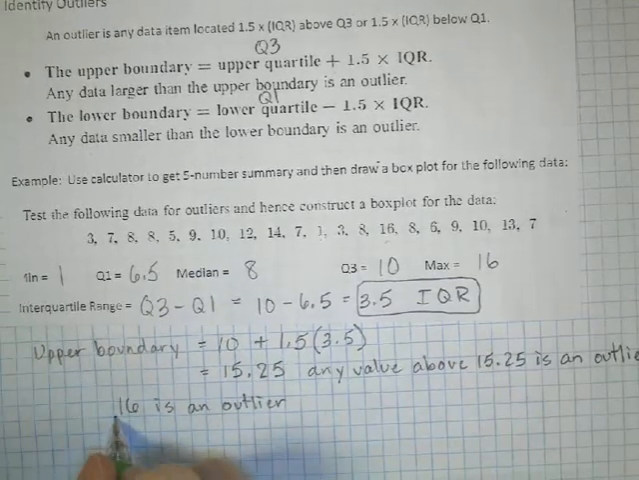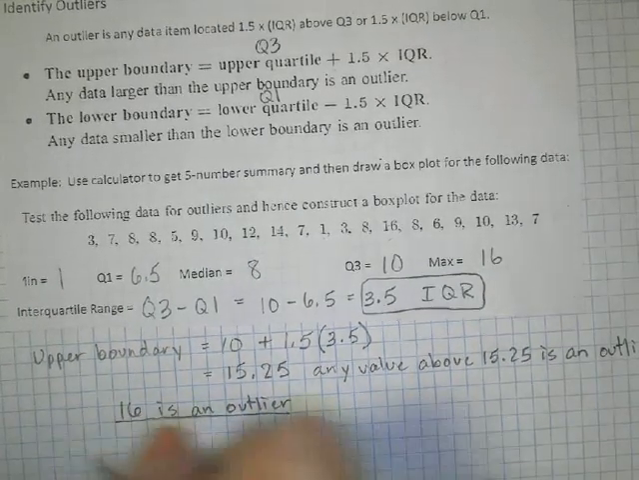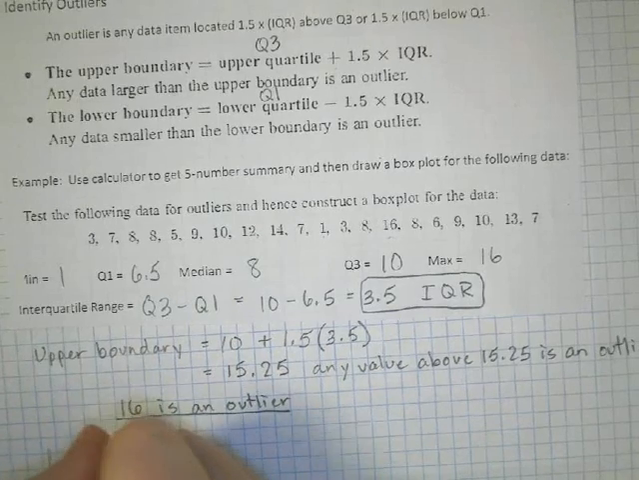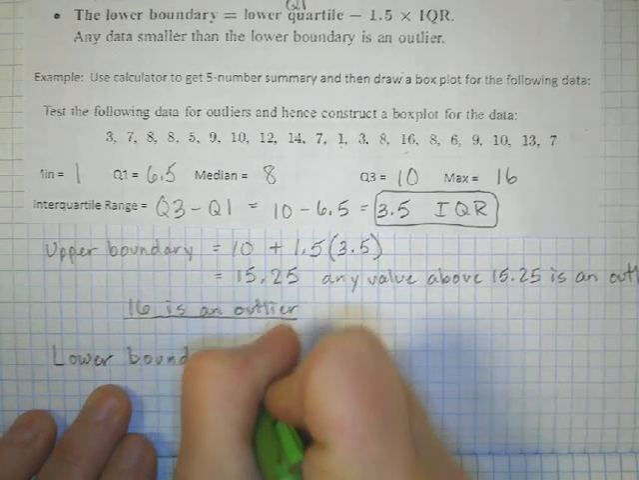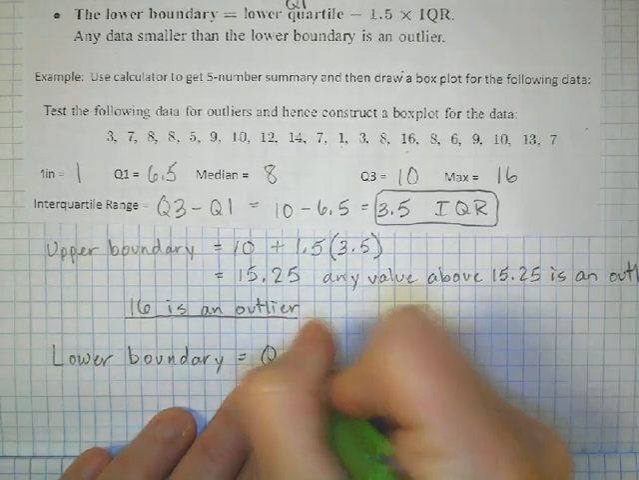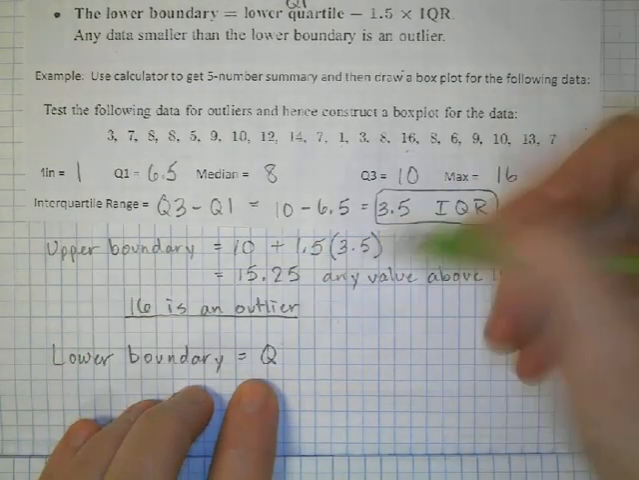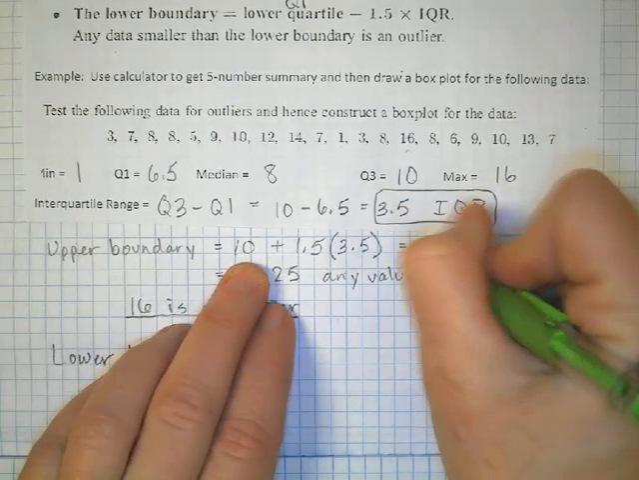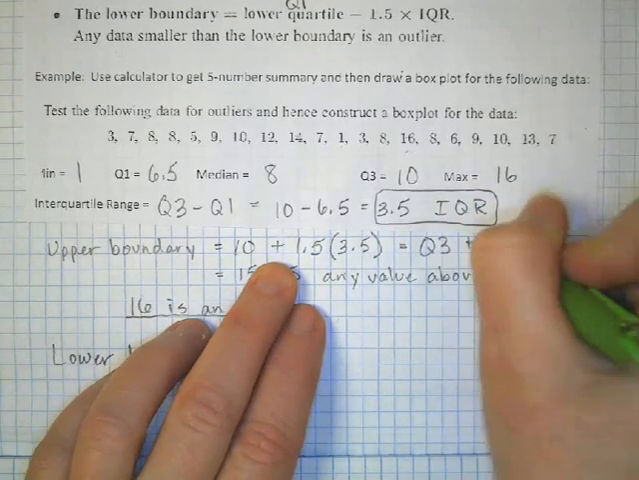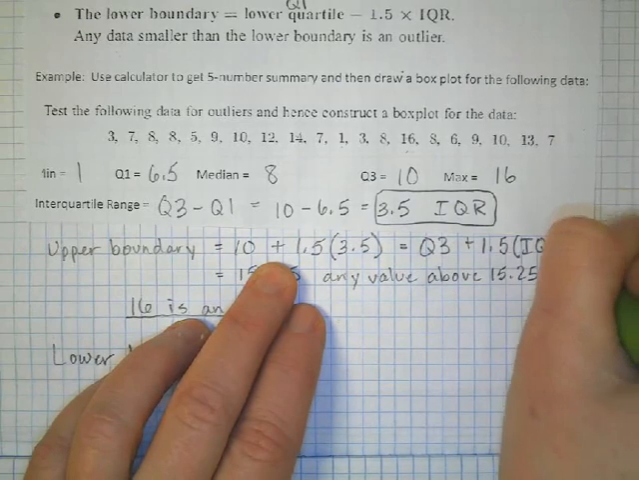Okay, now we're going to test the lower boundary, see if we have any numbers that are too small. So my lower boundary, can we see what I'm writing? Lower boundary. Same idea. It's going to be the lower quartile, but this time, oops, sorry, I didn't copy the equation here. I just borrowed it from up here. Now I feel bad. This was Q3 plus 1.5 times the IQR. Sorry, I should have been paying more attention.